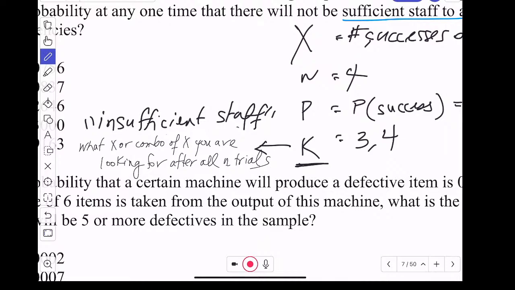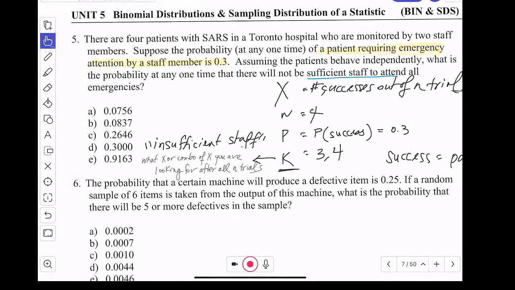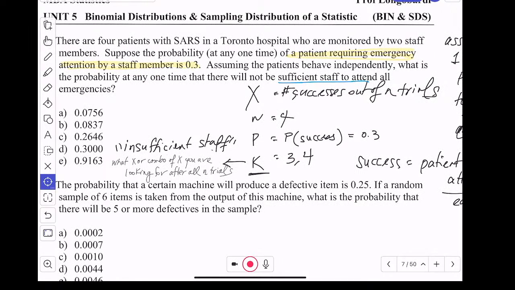So P is the probability of success on each trial, but after all of the trials, what you're looking for is K. So X could be 0, 1, 2, 3, 4 in this case. So K is which one of these you're looking for to answer the question. So for sufficient staff or insufficient staff, which of the X's imply insufficient staff? Well, if 3 or 4 require attention, that's going to be insufficient staff.